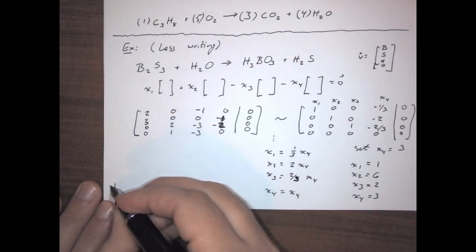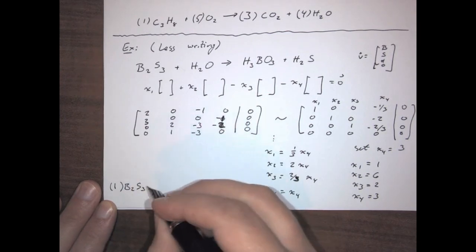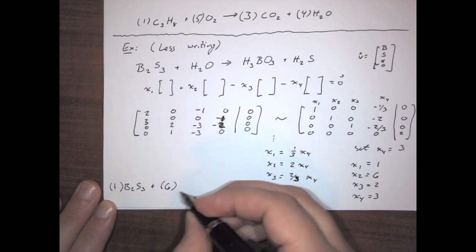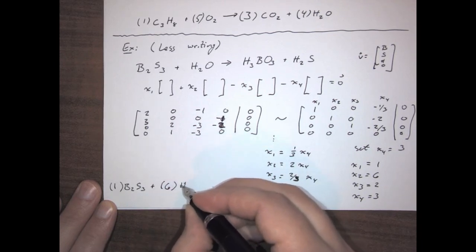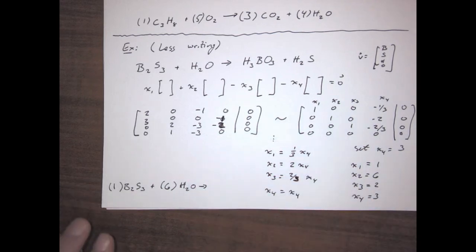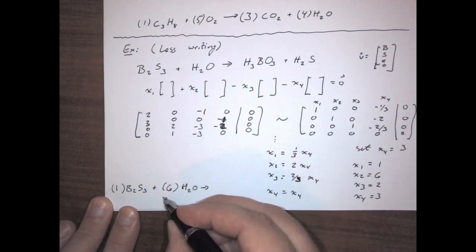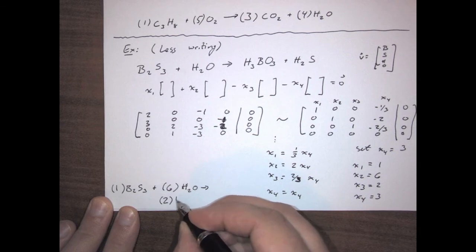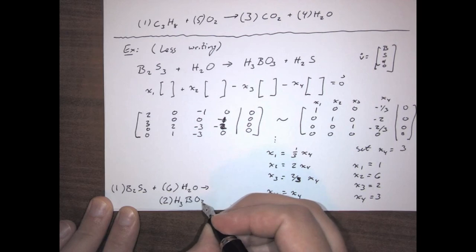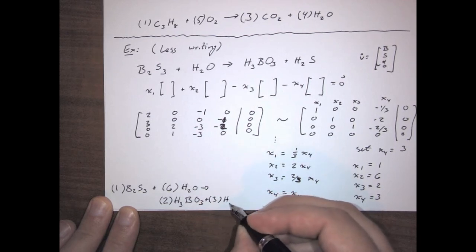and then that gives us the balanced chemical reaction here, the chemical equation: 1 B2S3 plus 6 H2O. So those react to make 2 moles of H3BO3 plus 3 moles of H2S.